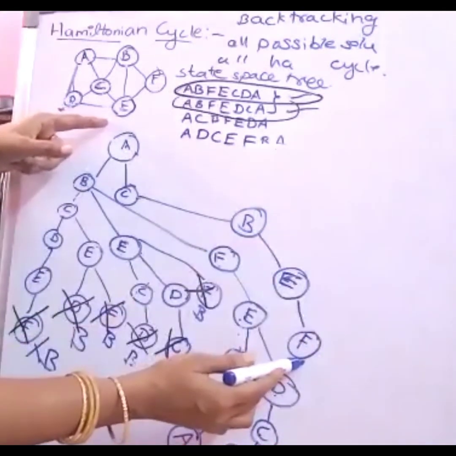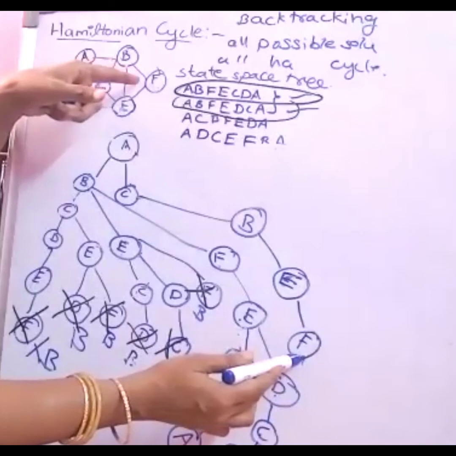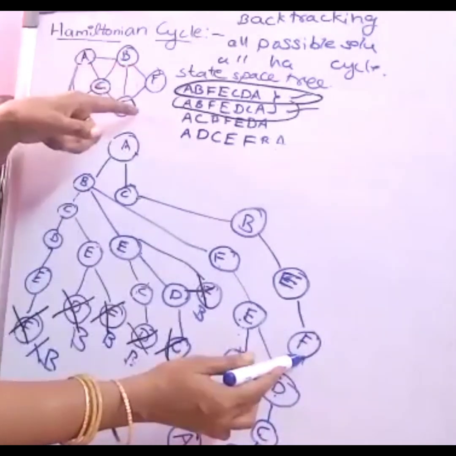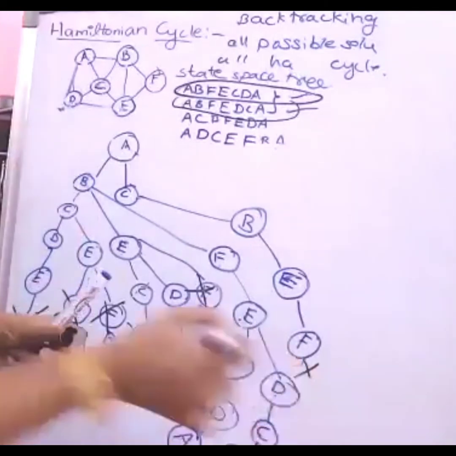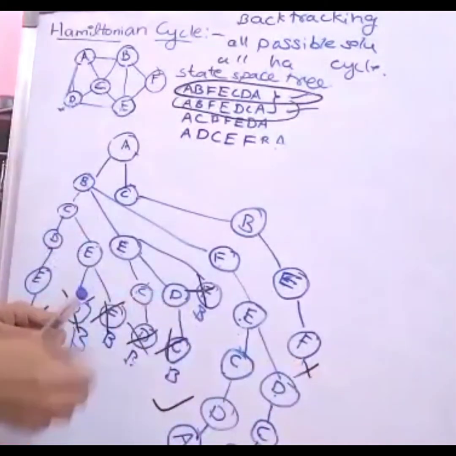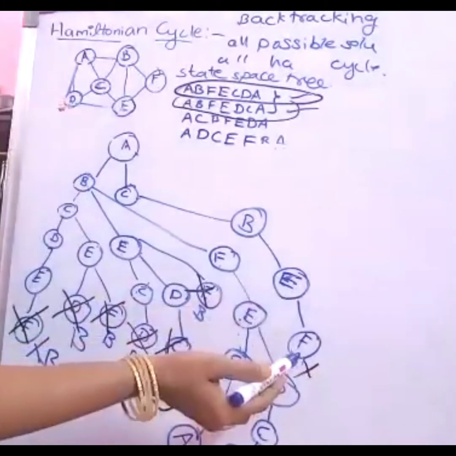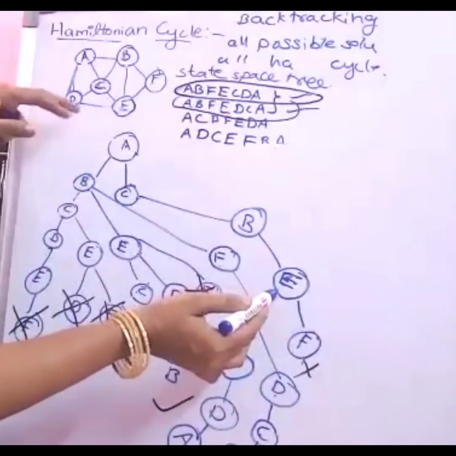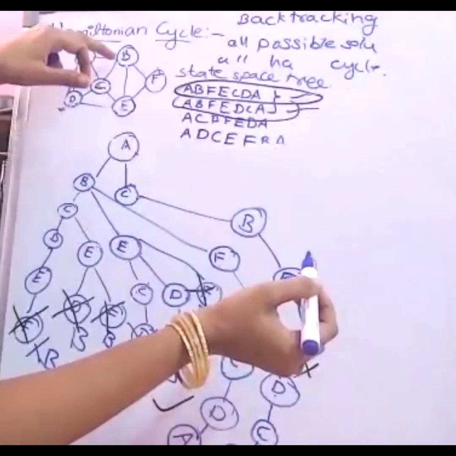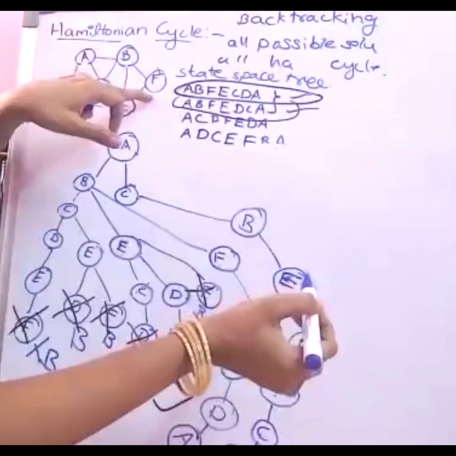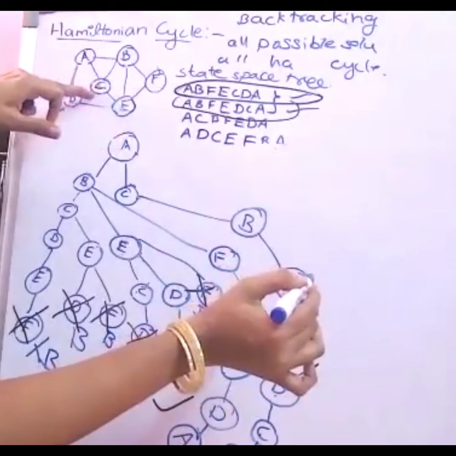from F to find the unvisited vertices, there is no path because it is connected to B and E only, and these two are visited. So it is not satisfying my condition. It is not a possible solution. So from E, again I need to go back. Instead of F, I can go for another vertex. E is connected to B, already visited. E is connected to F, it is already tried.